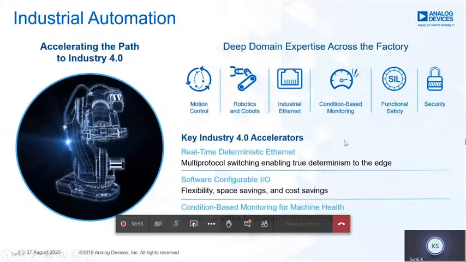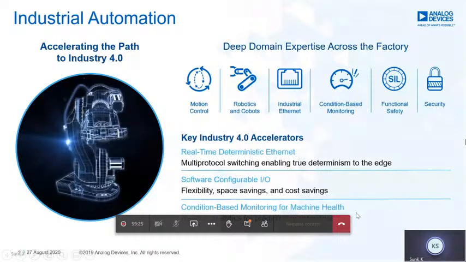This is not a topic of discussion, but for the sake of completeness, I'm just trying to highlight where ADI is investing. Software configurable I/O is the topic we will talk about. We will get into detail. So I'll just keep that aside for a moment. And then condition-based monitoring. So here, it's not just smart sensing in terms of MEMS technology. It is also about connectivity to the cloud and how intelligent is your software and algorithm to do a predictive analysis.